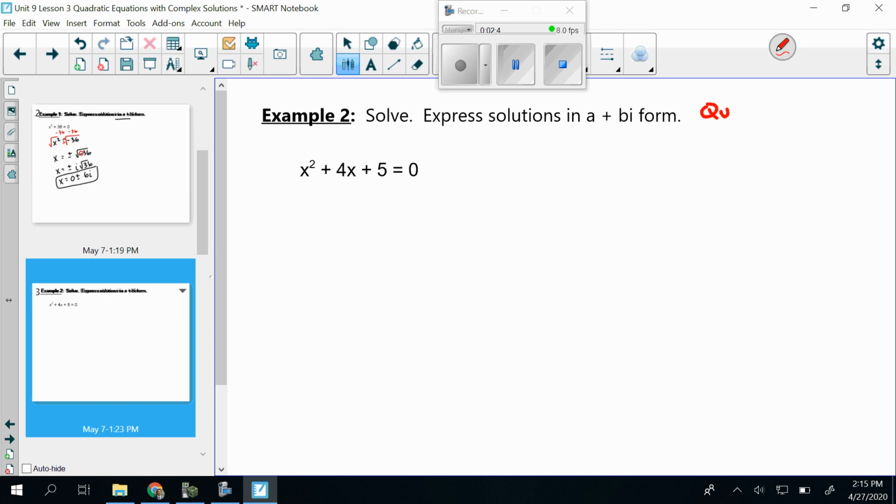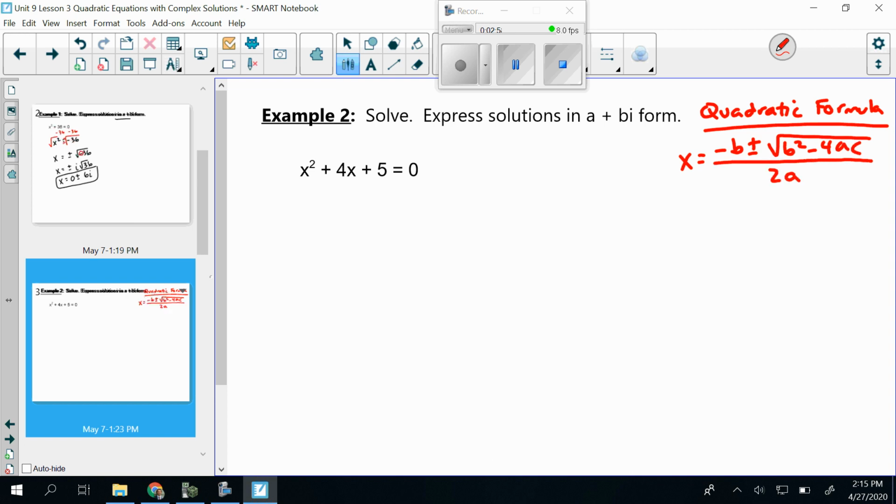And if you don't recall the quadratic formula, that is where we got x equal to the opposite of b plus or minus the square root of b squared minus 4ac, all over. The whole thing's over 2a.